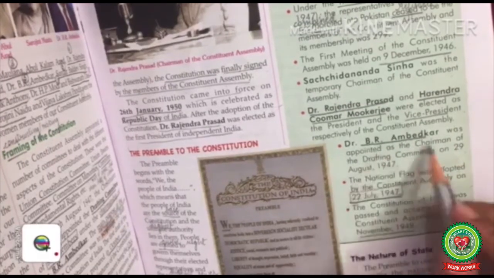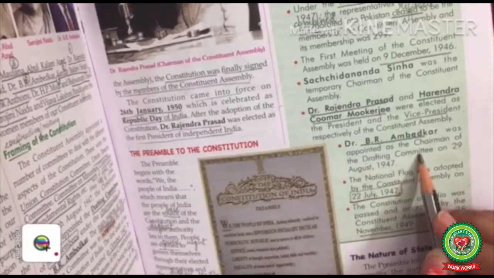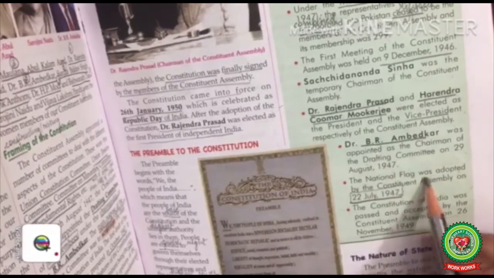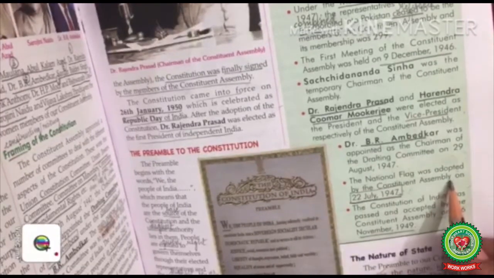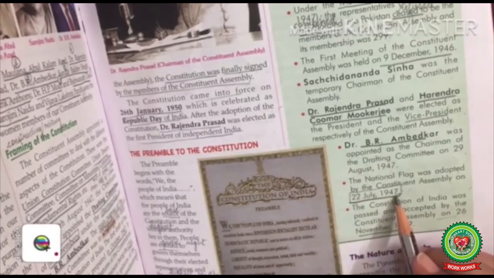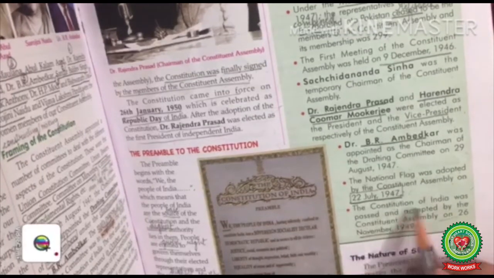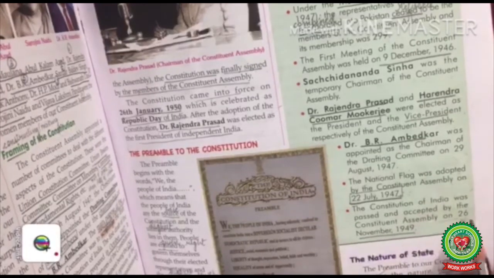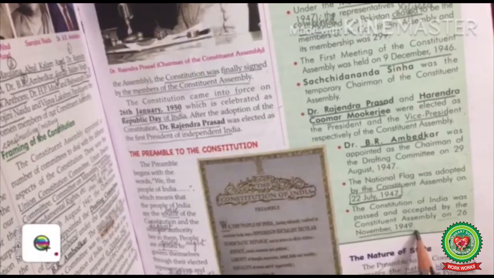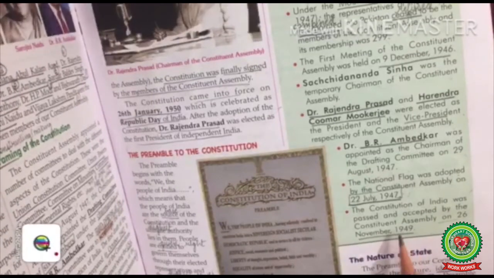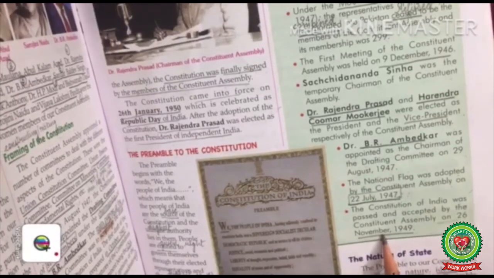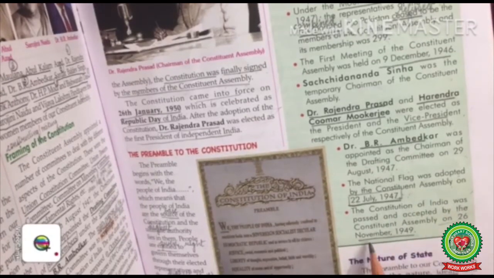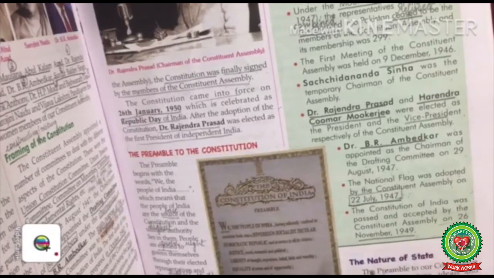Dr. B.R. Ambedkar was appointed as the chairman of the drafting committee on 29th August 1947. The national flag was adopted by the Constituent Assembly on 22 July 1947. The Constitution of India was passed and accepted by the Constituent Assembly on 26 November 1949. Students, here you have to learn one more date. The Constitution of India came into force on 26 January 1950.